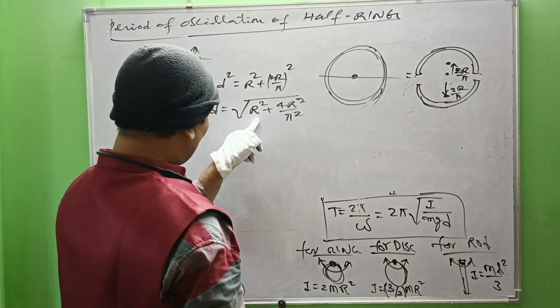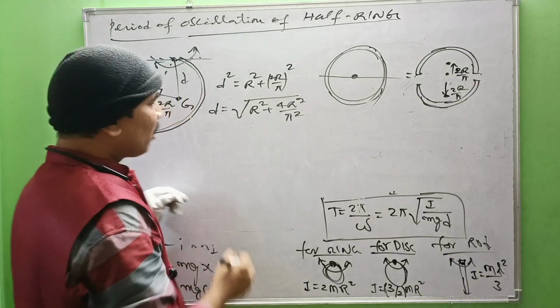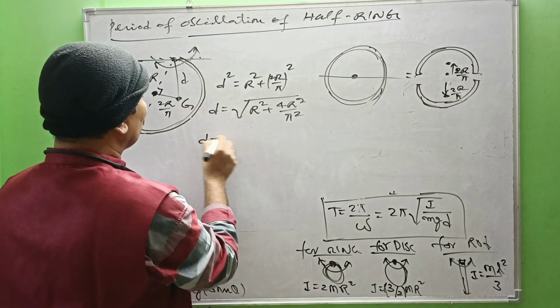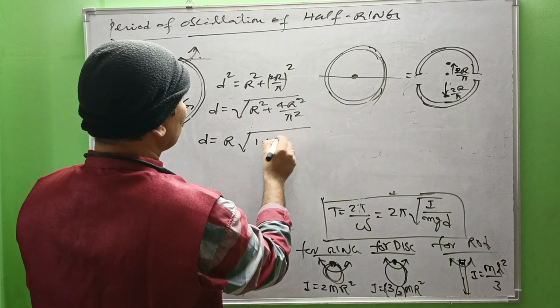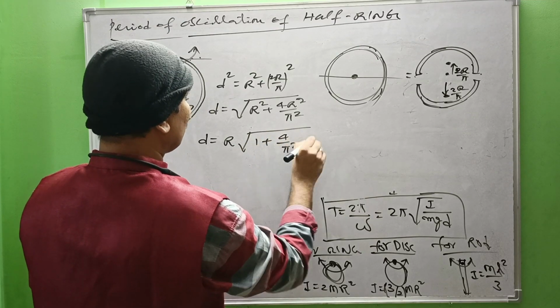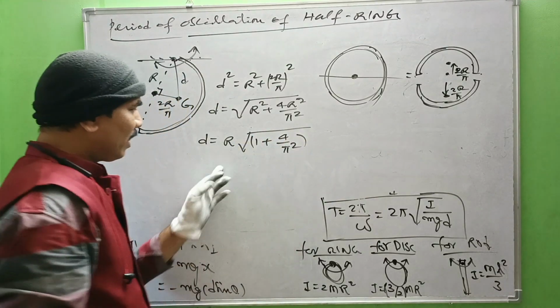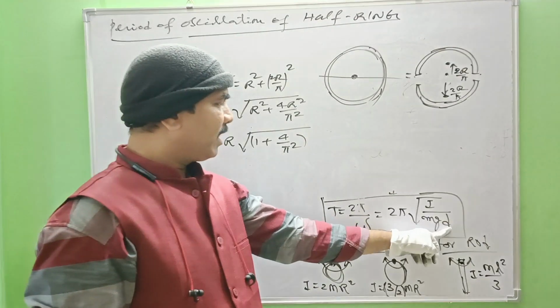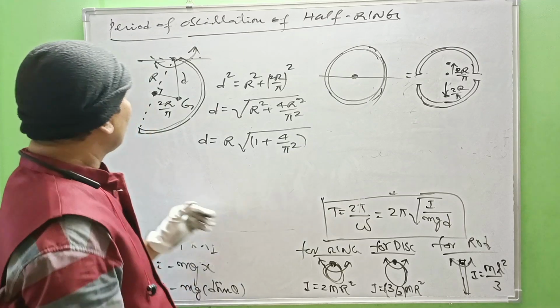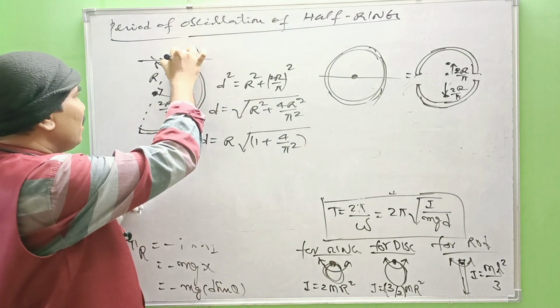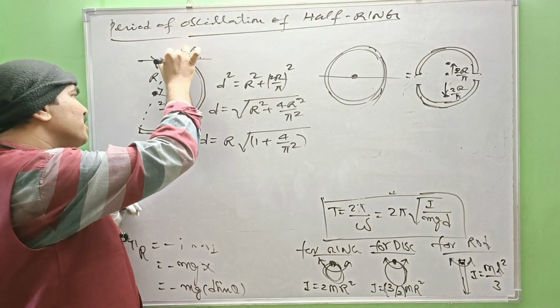Now if r square is kept outside, it becomes r. Therefore ultimately d equal to r into root over 1 plus 4 by pi square. So we have d value, and we have I value. What is the moment of inertia about a normal axis passing through one end?